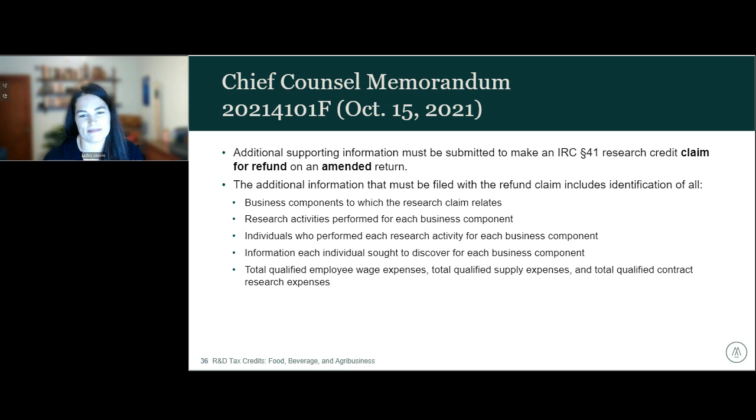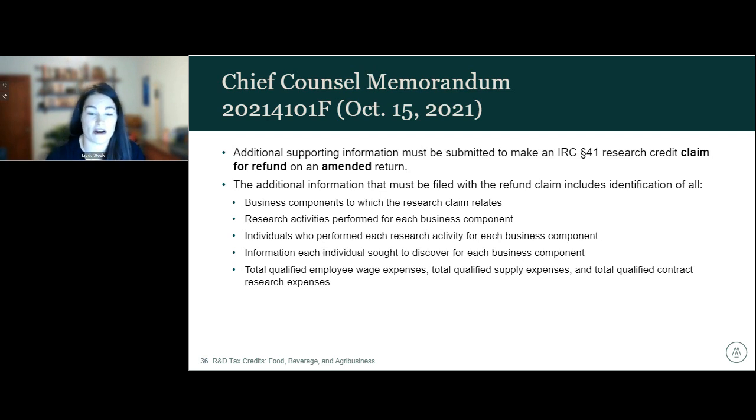And the takeaways from this are, it's not to say that you should not amend the return to claim a research credit, but you might be doing a cost-benefit analysis before doing so, just to make sure that the benefit received is going to outweigh the additional burden of assembling this documentation. If you can, however, try to get your research credit claims on the original returns so that you do not need to provide this additional documentation.